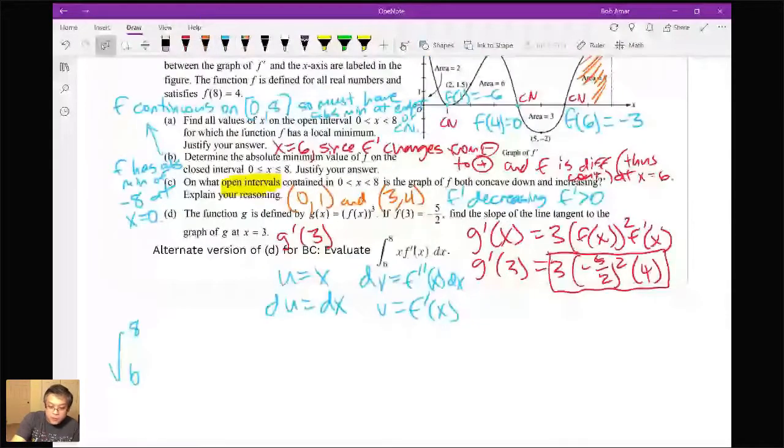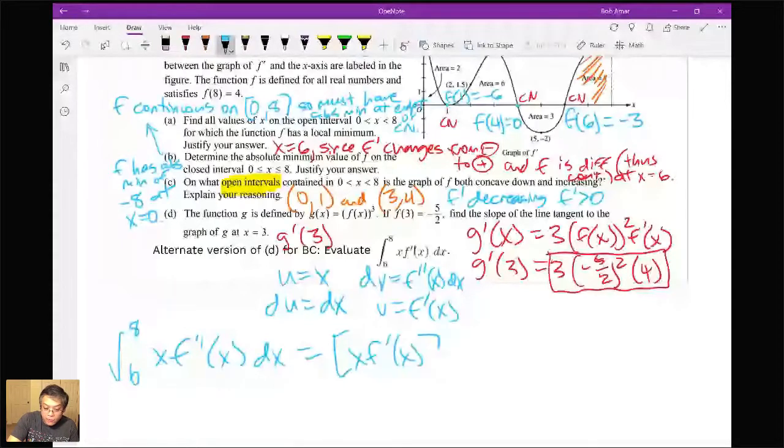Okay, so the integral from 6 to 8 of x f double prime of x dx is equal to the value of x f prime of x from 6 to 8 minus the integral of v du from 6 to 8.